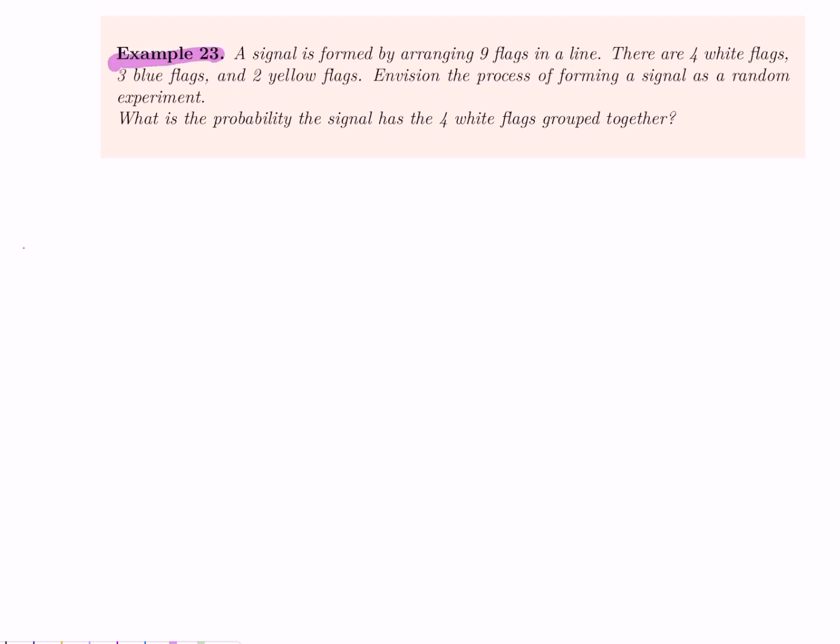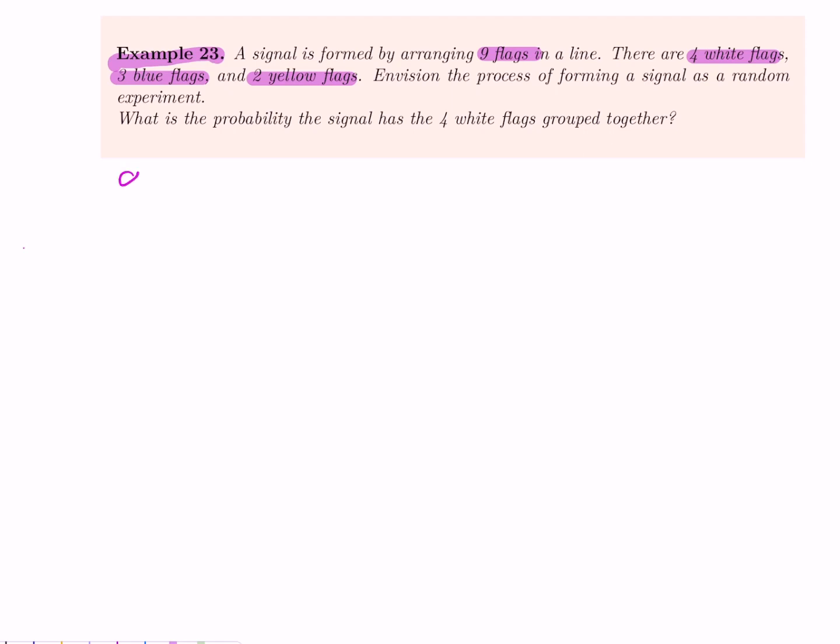Example 23. A signal is formed by arranging 9 flags in a line. There are 4 white flags, 3 blue flags, 2 yellow flags. Right. So let me write down this information first.